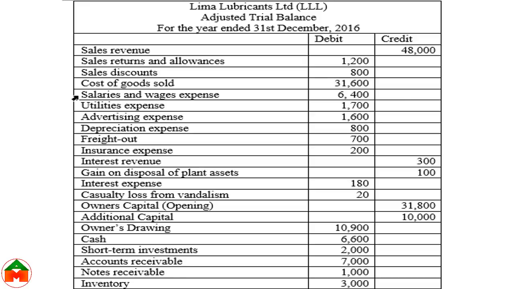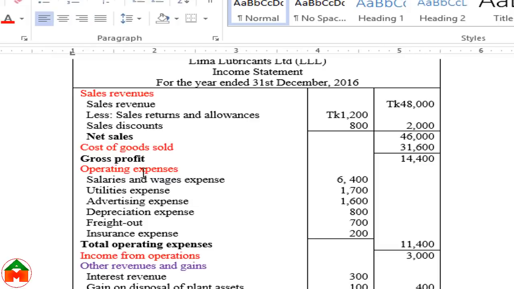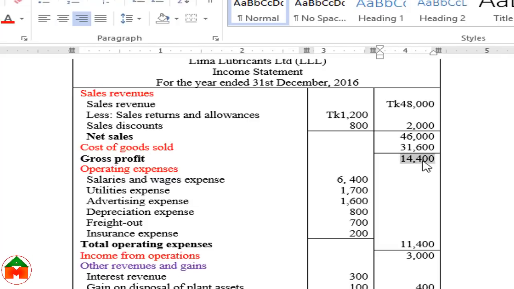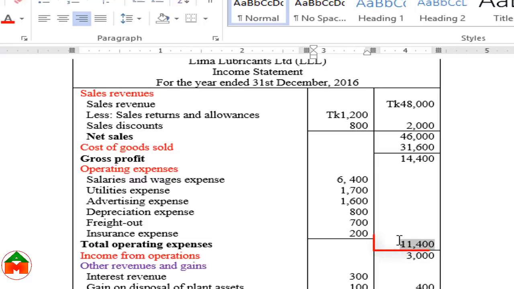Again we are taking the expenses. Here salaries expense, utilities expense, advertising expense, depreciation expense, freight out, insurance expense. These expenses are considered operating expenses. We will deduct these expenses from gross profit. So here the gross profit is 14,400, and we will deduct these items: salaries and wages expense, utilities expense, advertising expense, depreciation expense, freight out, insurance expense. So these are the total operating expenses, and the summation of total operating expenses is 11,400.